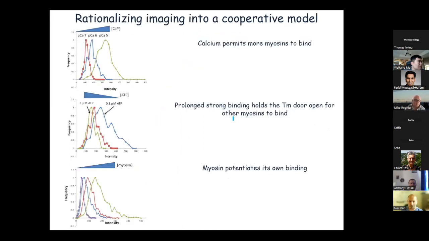So what we did in that former study was we studied the cluster formation versus a few different parameters. First of all, we studied this versus calcium, and you can see as we increase the calcium concentration, we increase the average intensities of these peaks. And this tells us that calcium permits more myosins to bind.